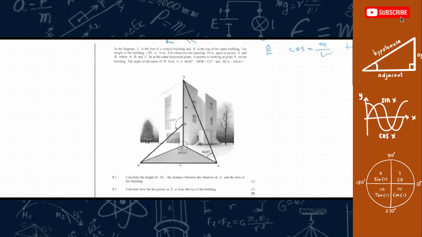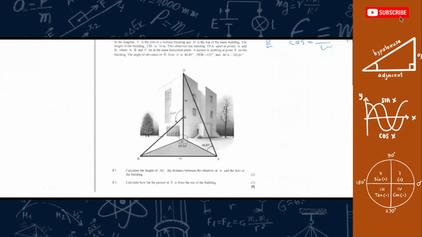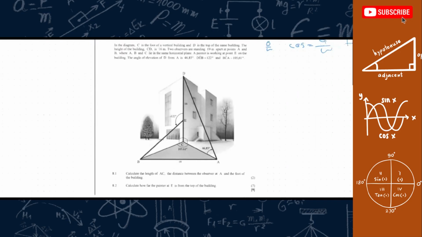On the building, the angle of elevation is 46.8. Angle DEB over here is 122, and angle BCA is 105.61 degrees. It says calculate the length of AC, which is the distance between the observer at A and the foot of the building.